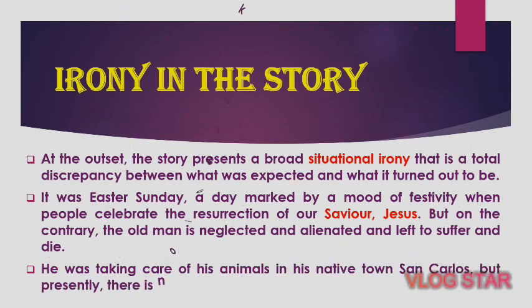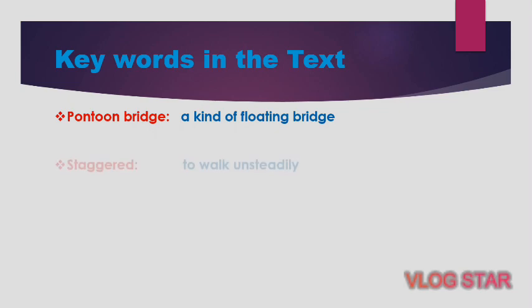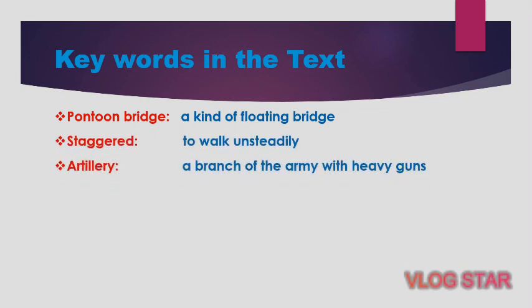Now let's consider some of the keywords which will really help us to understand the text. The first one we have here, a pontoon bridge. A pontoon bridge, you all know, is a floating bridge. Second one we have staggered. Staggered means to walk very unsteadily. Next we have artillery. Artillery is the use of heavy guns in war. Here, a branch of the army which uses heavy guns in warfare is called artillery.